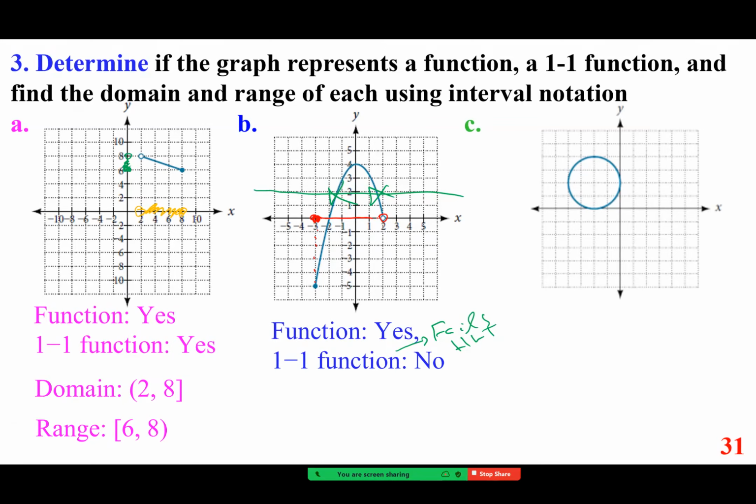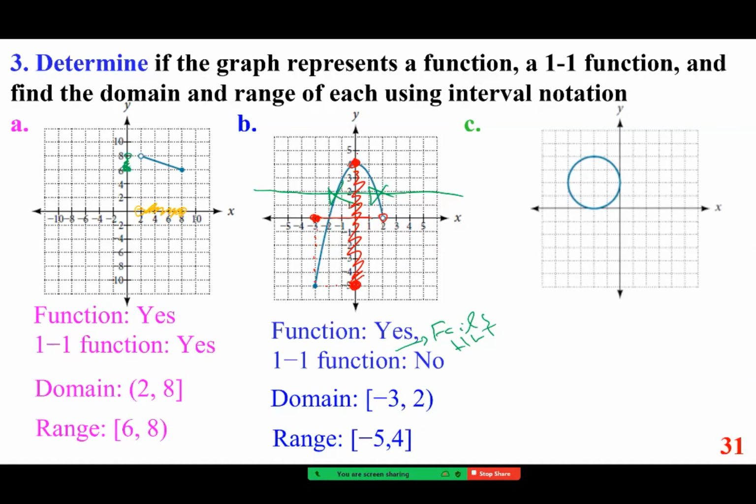But if you look at the range, this one gives you a solid point. The top gives you a solid point. Everything in between is the range. That's why both of them take brackets.